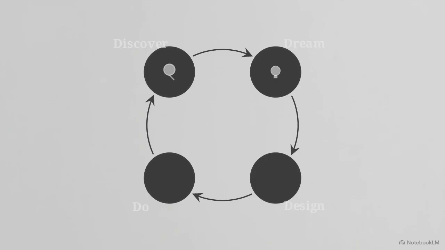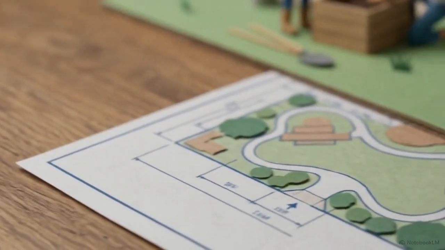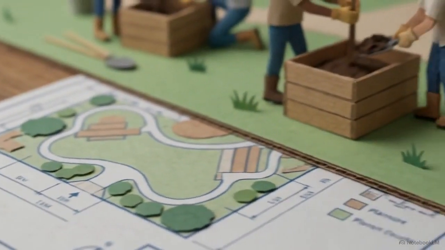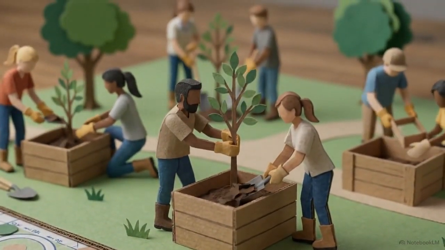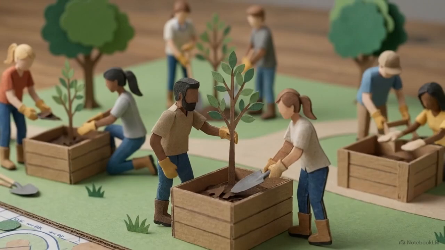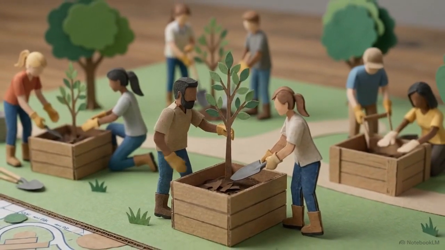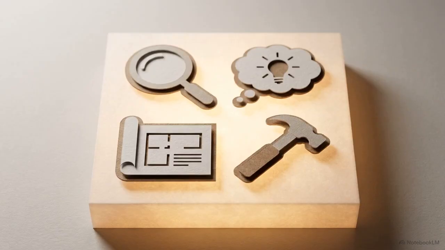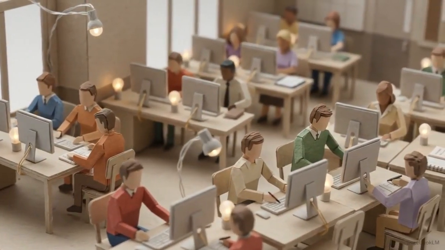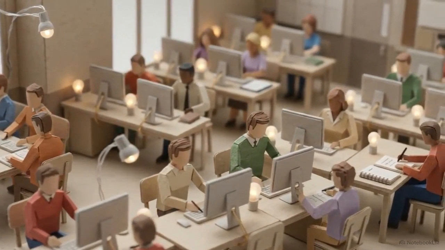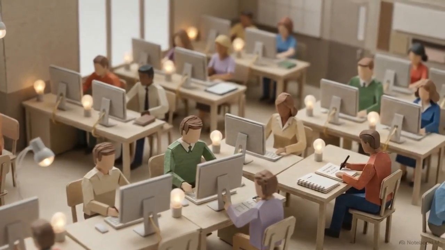And then comes the heavy lifting, design and do. This is where informal conversations solidify into formal, committed partnerships, and community members transition from planning a project to actually breaking ground and executing it. By systematically moving through these 4 phases, a community can capture its localized goodwill and structure it into a measurable, scalable engine for real impact.